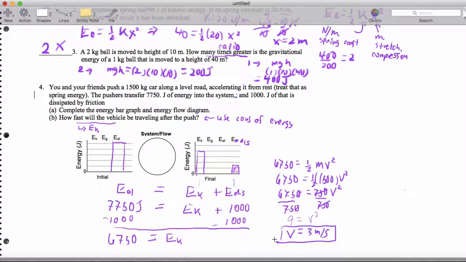So that is page 1 of the practice exam. And in the next video, I'll take a look at page 2.